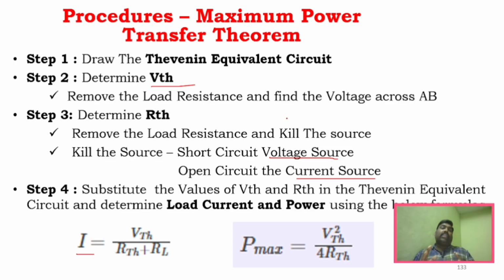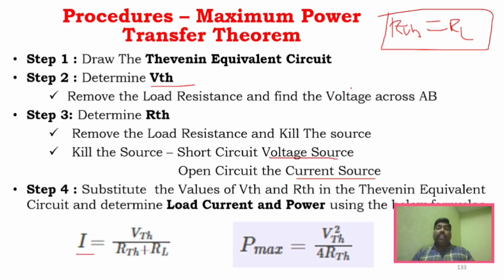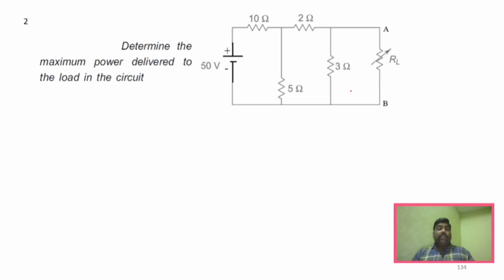And we already know what the maximum power transfer theorem is. According to the maximum power transfer theorem, the maximum power will be delivered to the load only if RTH is equal to RL. That is the main concept. Now we see the problems.